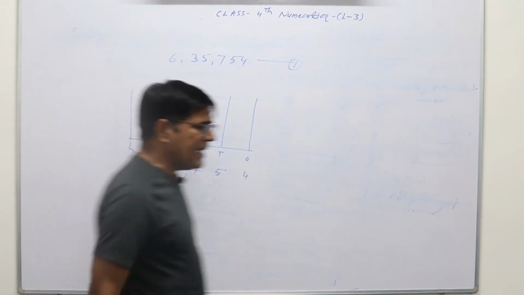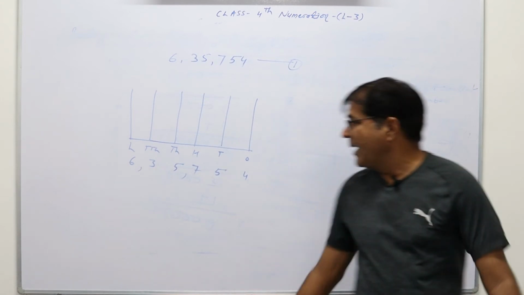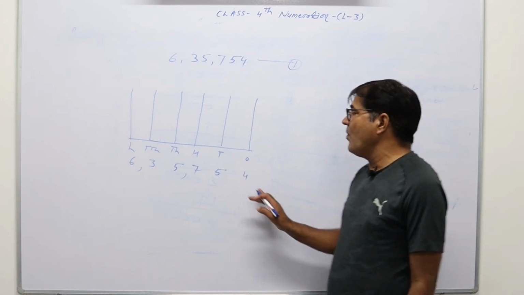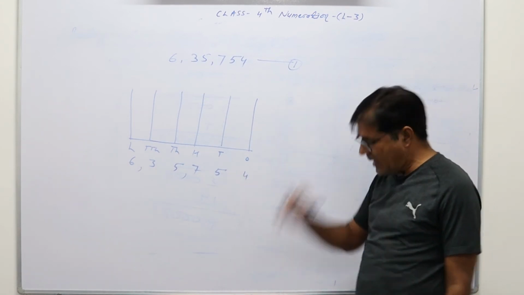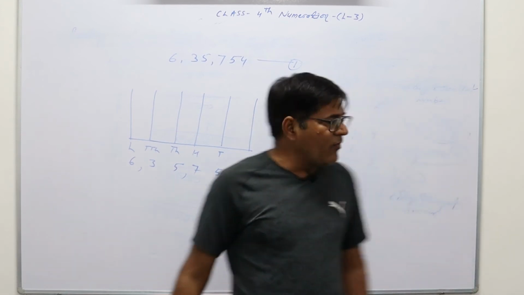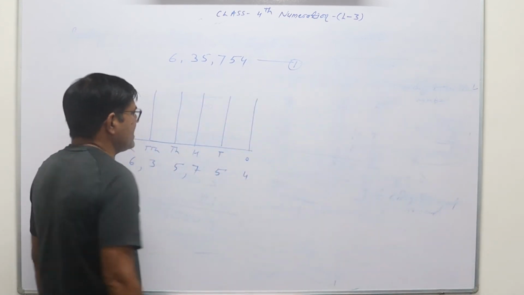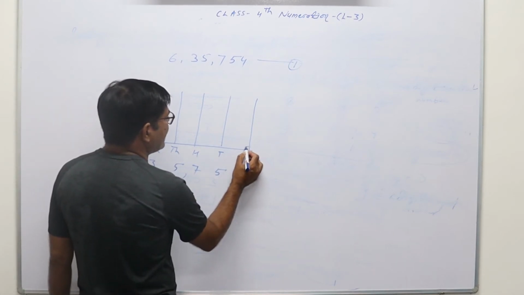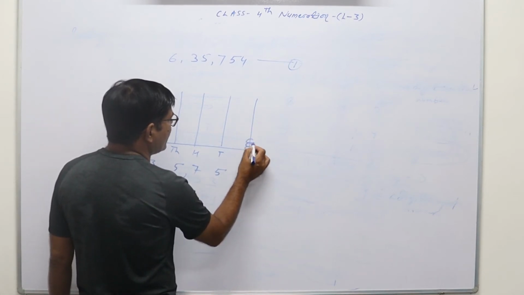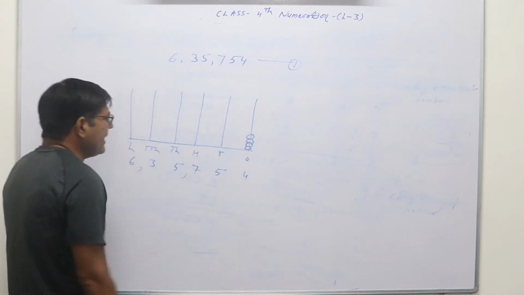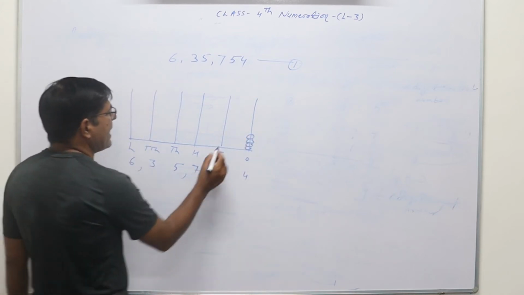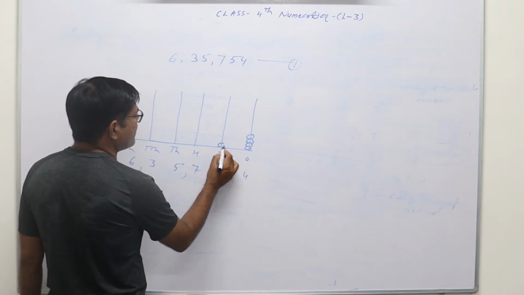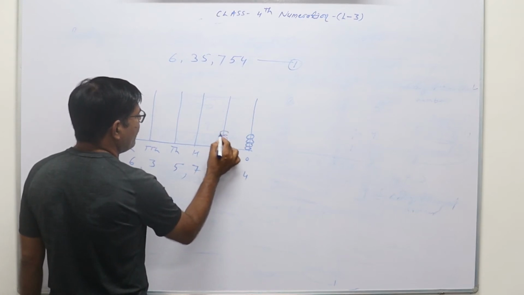Now this number, 6,35,754, if we have to represent it on the abacus, then what will we do? In the first strip, the digit at ones place is 4, so we will make 4 beads in the first strip: 1, 2, 3 and 4. Now the digit at tens place is 5, so make 5 beads: 1, 2, 3, 4 and 5.